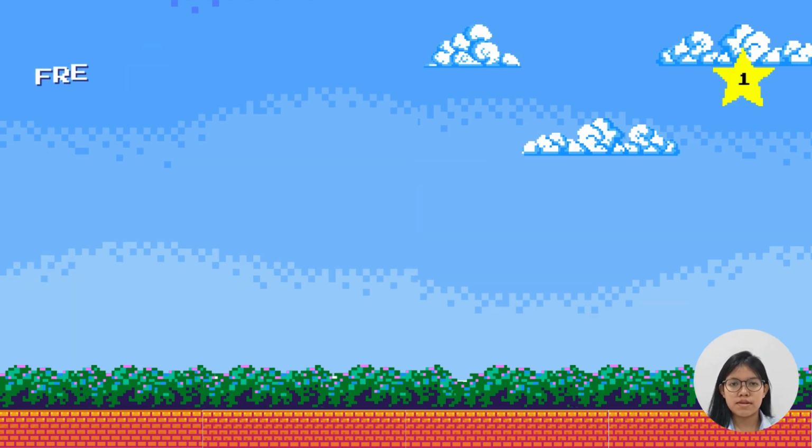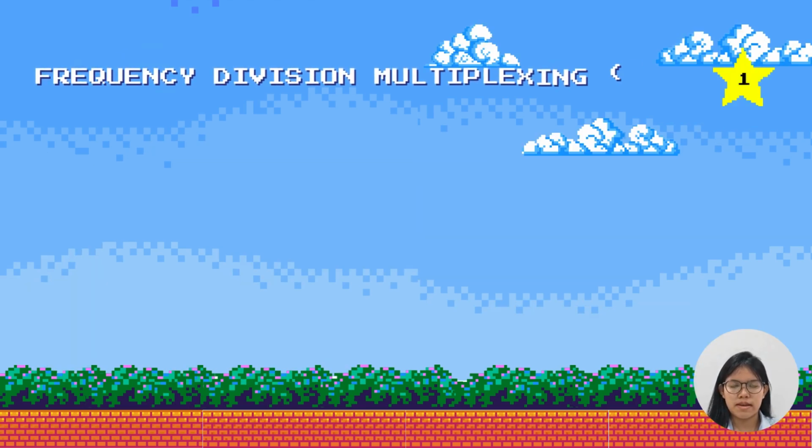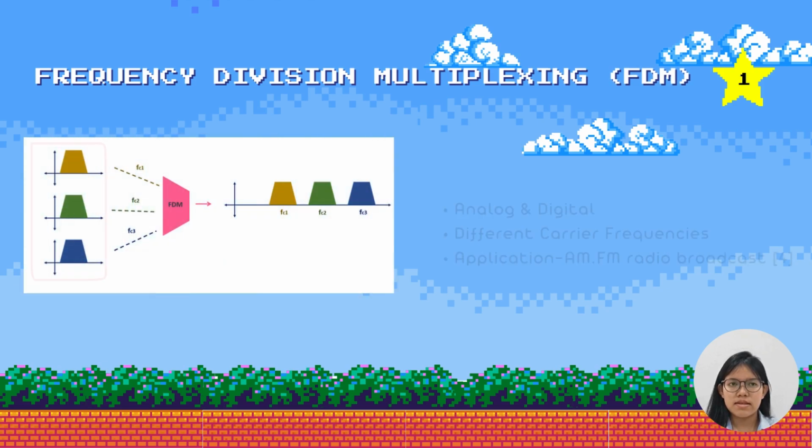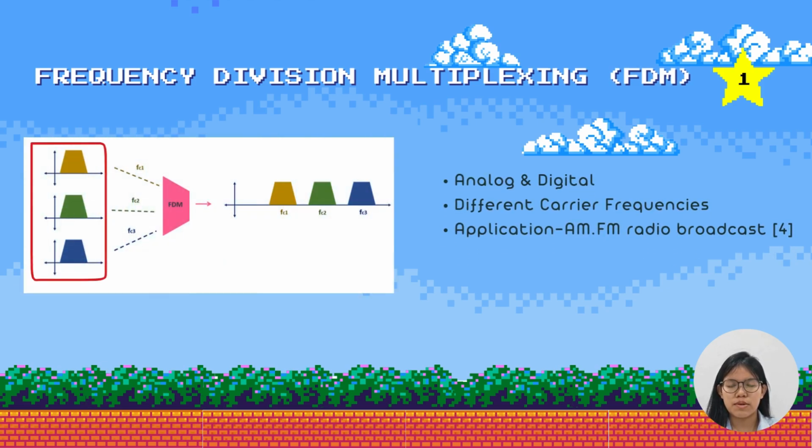Firstly, it is the frequency division multiplexing, FDM. As you can see, these three different message signals are modulated at different carrier frequencies, and then they are combined into a single composite signal. The carrier frequency of each signal should be selected such that there is no overlapping of two modulated signals.